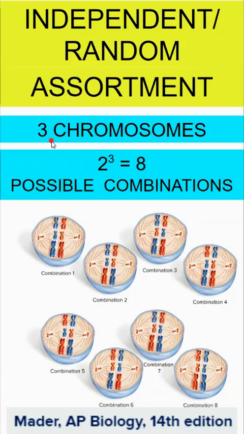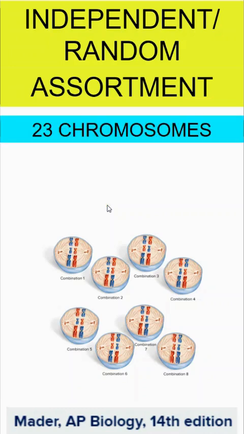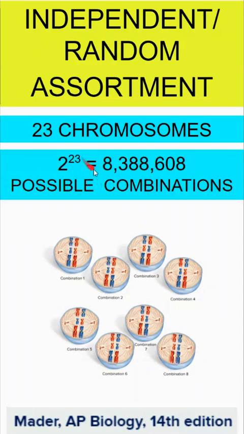So when we start thinking about the diversity here, different organisms have different numbers of chromosomes. What we're looking at here is 3 pairs of chromosomes. To find how many different combinations we'd have, 2 to the 3rd power gives us 8 possible combinations for 3 chromosomes. But as you add chromosomes, we start getting more and more possible combinations. If we think about humans having 23 pairs of chromosomes, that results in over 8 million possible combinations, which is pretty incredible.